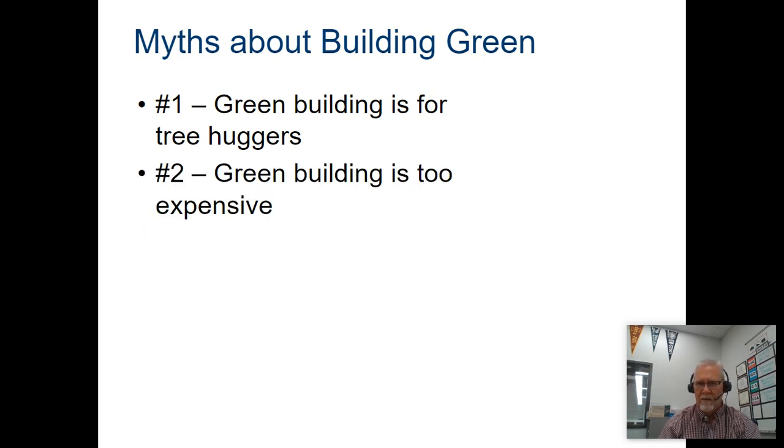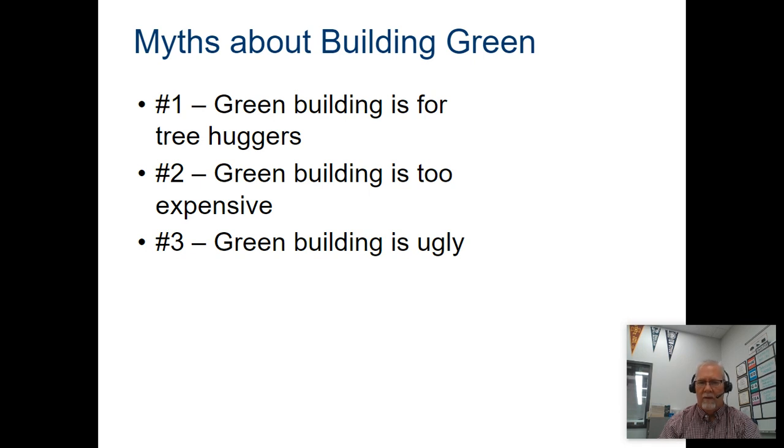Number two, green building is too expensive. Well, initially it probably was a little more expensive, but if you build green, the idea is we're going to save energy in the long run. So initially it might be more expensive, but you're going to save money through energy efficiency over the life of the structure that you're building. Even since 2007, when things started, the cost of some of these building materials has gotten less and less because we're learning how to produce them more efficiently.